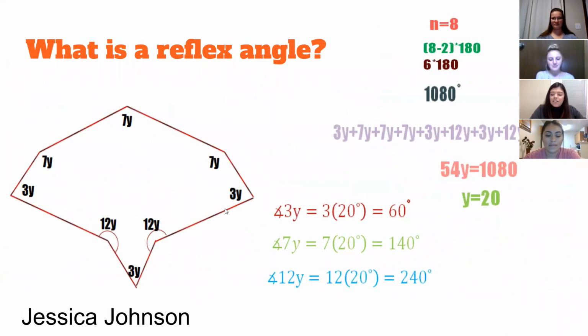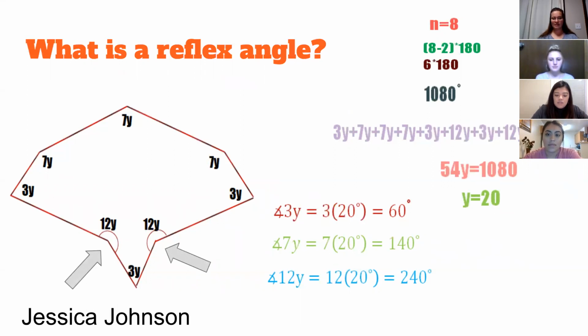Jessica, I'm curious, what is a reflex angle? Jazmin, I'm so glad you asked that. After solving for y for all three angles, 3y, 7y, and 12y, by using algebra, we get the values of 3y equals 60 degrees, 7y equals 140 degrees, and 12y equals 240 degrees. Angle 12y is considered a reflex angle because its measurement is greater than 180 degrees, but less than 360 degrees.